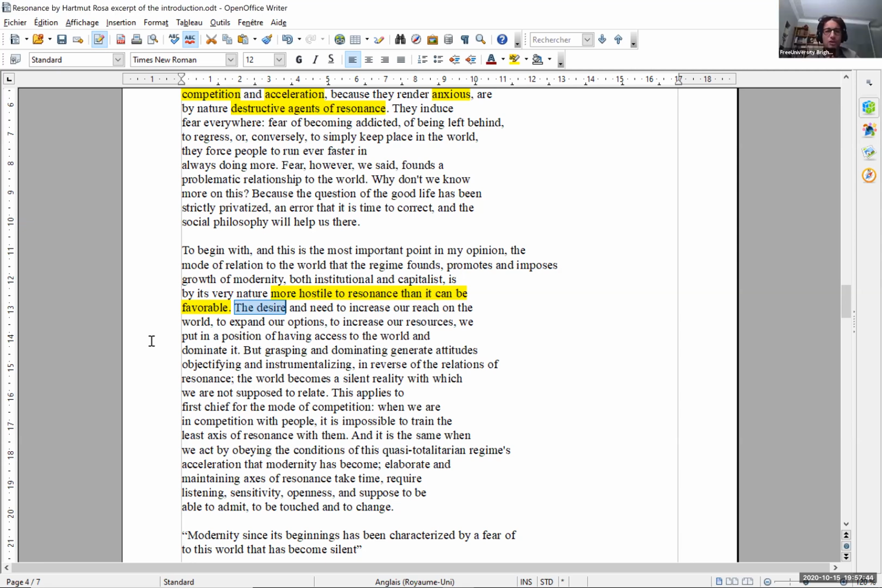Thank you. So first, can we see some of the traits of the enemy of resonance? What are the traits of the enemy? Domination, grasping, instrumentalizing, objectifying. Dominating, objectifying. Grasping. Yeah. It suggests greed. Very good.